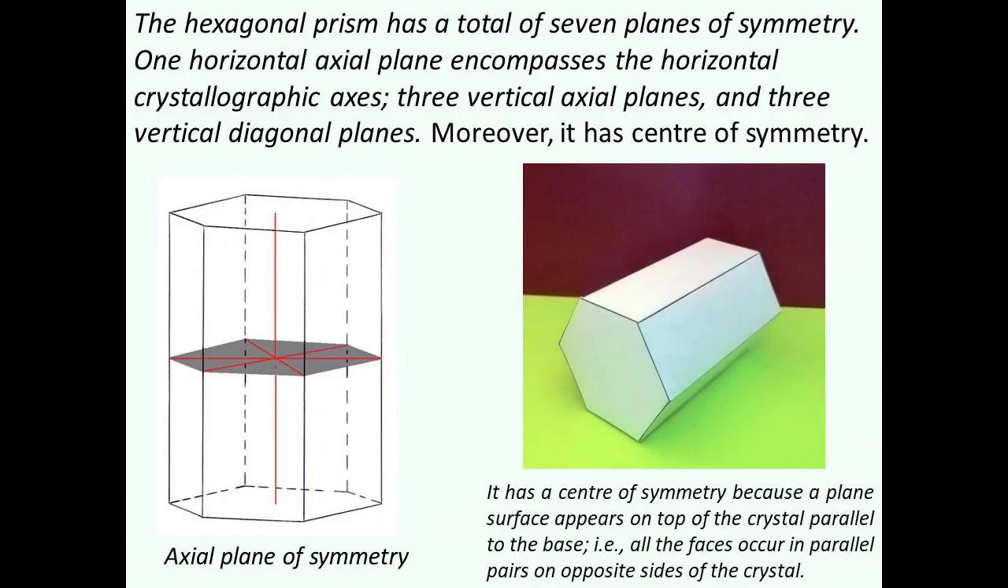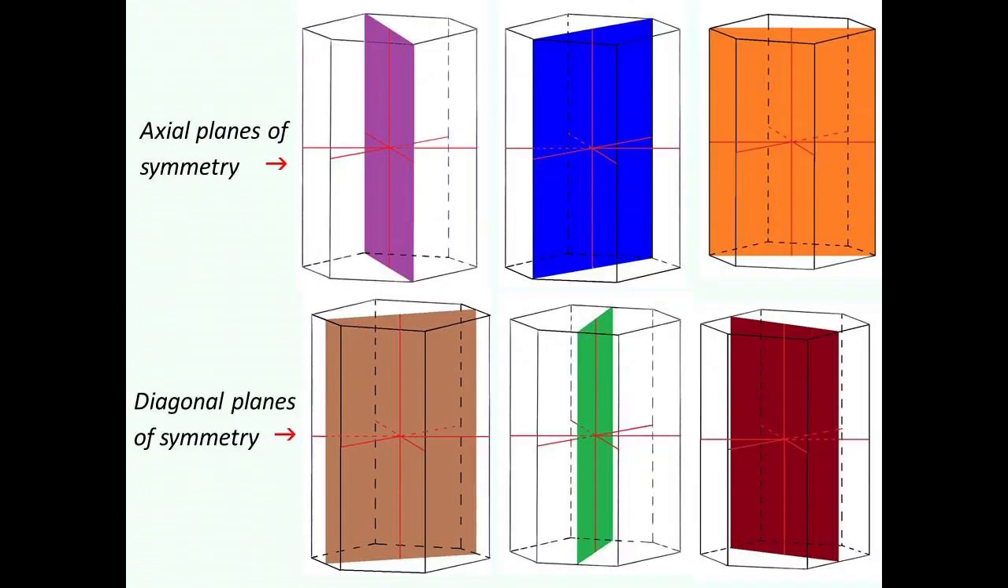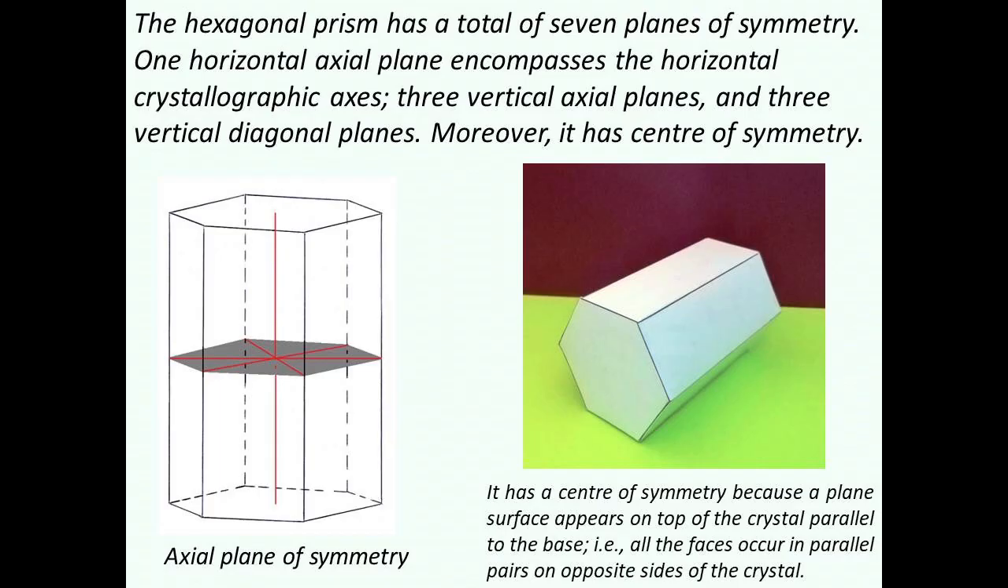The hexagonal prism has a total of 7 planes of symmetry. One horizontal axial plane encompasses the horizontal crystallographic axis, 3 vertical axial planes, and 3 vertical diagonal planes. Moreover, it has a center of symmetry.